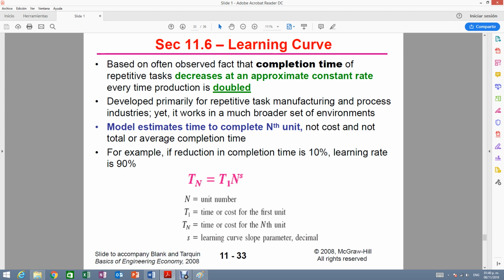Okay, so this was mainly developed for task manufacturing or process industries.